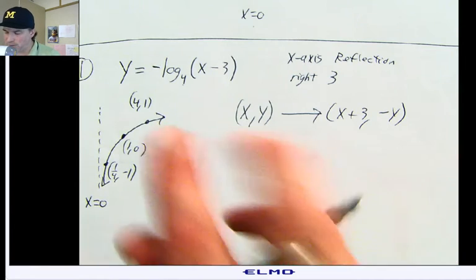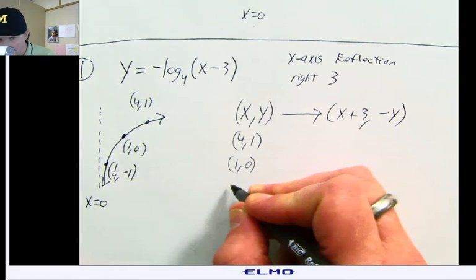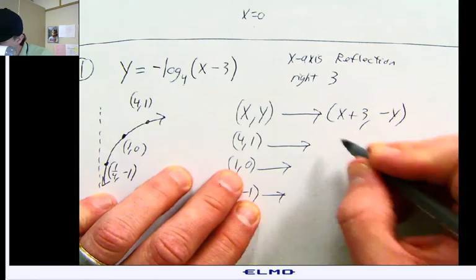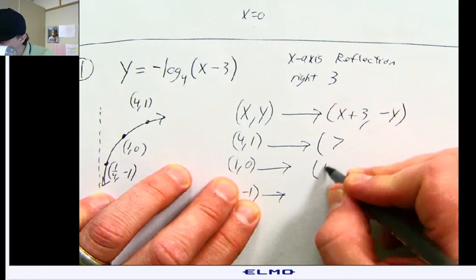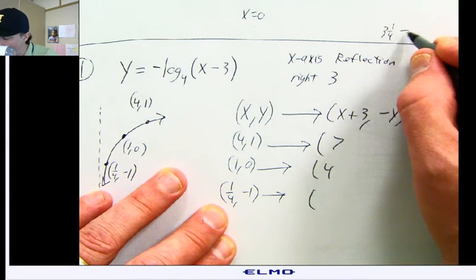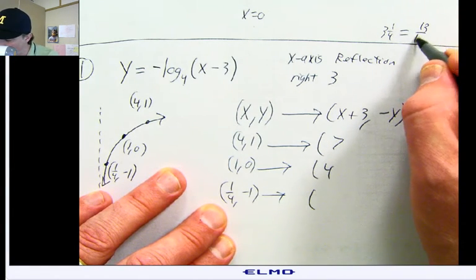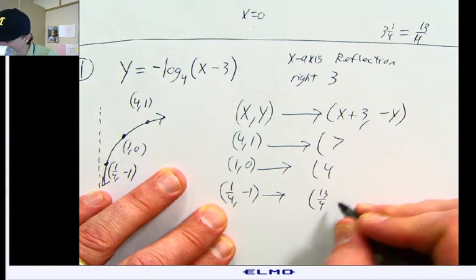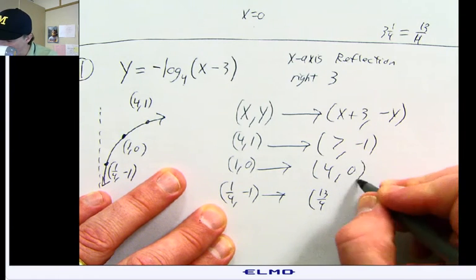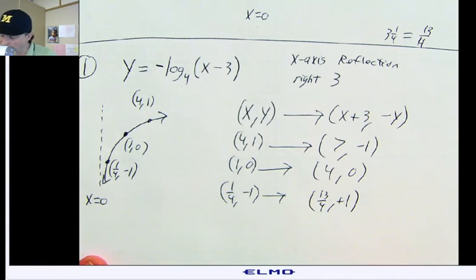All right, so these three coordinates, (4, 1), (1, 0), (1/4, -1). I'm going to add 3 to the x coordinates, so it's going to become (7, ...), (4, ...), and (3 and 1/4, ...). But Elliot hates mixed numbers, so 12 plus 1 is 13, so 13/4. So 13/4. The y is just going to change from positive to negative, so negative 1, 0 stays 0, and positive 1. Okay, now how's this going to look?